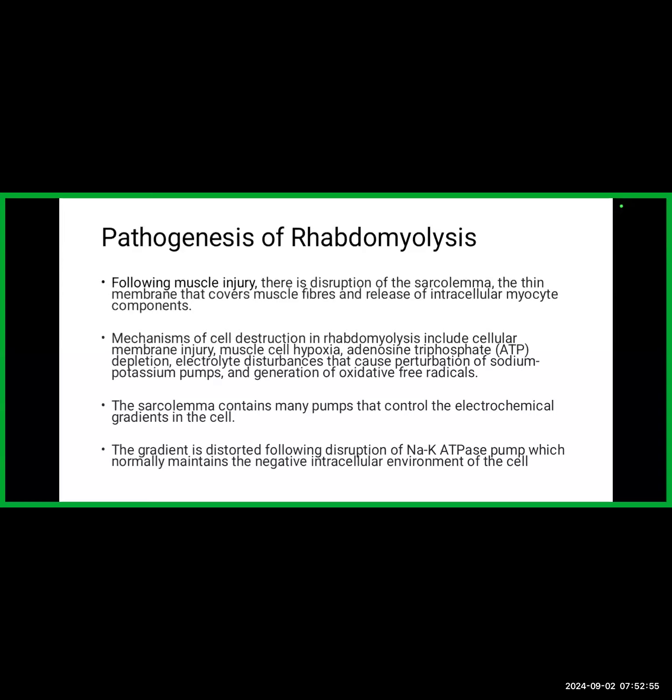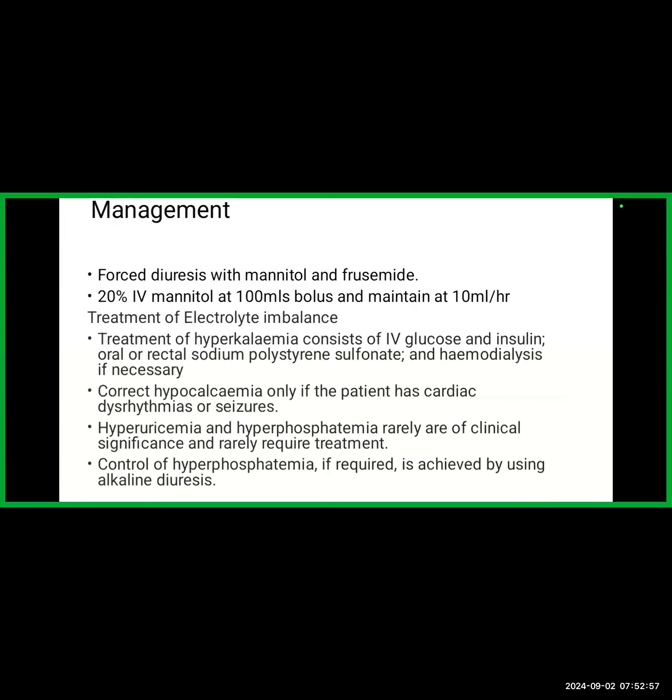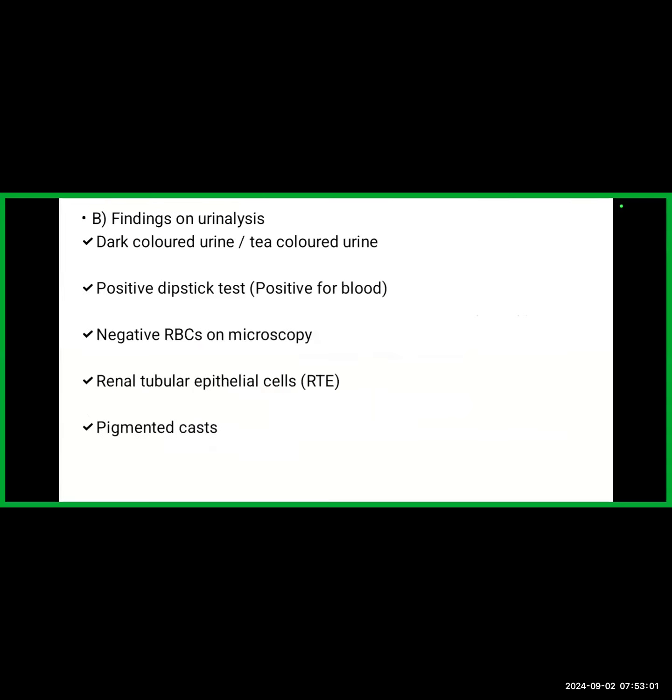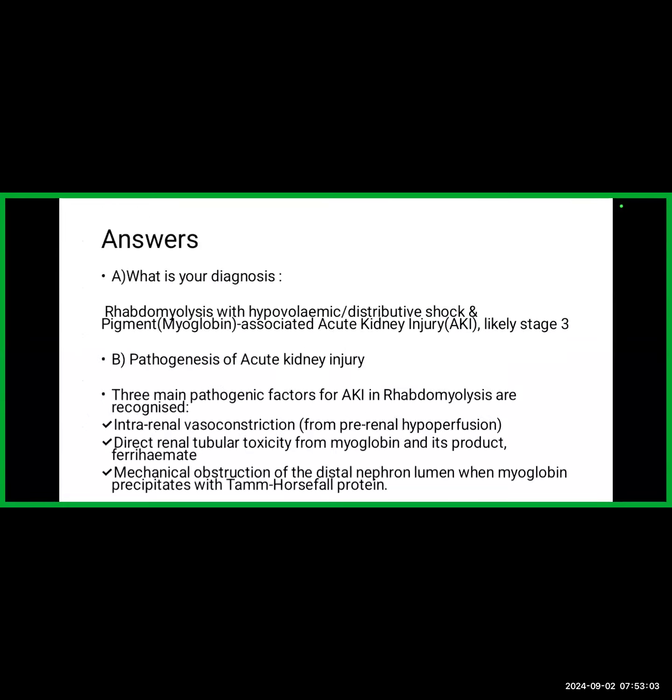Please let me just ask this question. In the pathophysiology, that part where the myoglobin precipitates with Tamm-Horsfall protein and causes a tubular obstruction, would you call that post-renal or intrinsic AKI? Okay, I think that aspect will be post-renal.